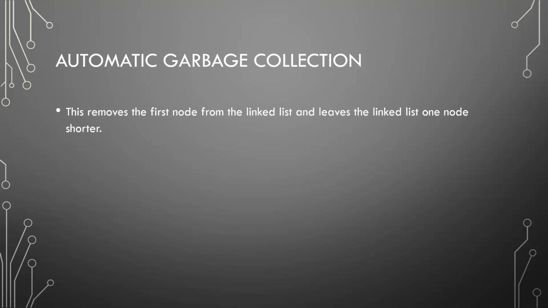All right, automatic garbage collection. This is a very important concept to know about how Java handles memory. This removes the first node from the linked list and leaves the linked list one node shorter. Before, it was, let's just say, at memory position 3000, and we moved it down one, so now it's at 3001. Hey, great, it's one shorter. But what happened to that node that was at position 3000? Is it just stuck hanging out in memory until you shut your computer down?